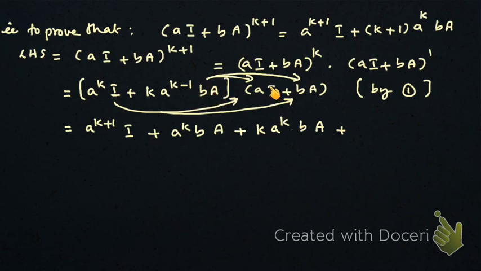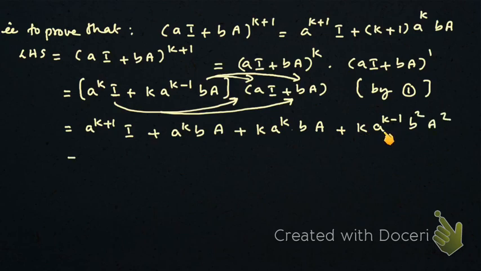Then A into I, a matrix A into identity matrix is A itself, plus. Now this term goes with the last term. The k would stay the same, A raised to k-1 will stay the same, b into b will be b square, and A into A will be A square. So let's write that term. K stays the same.